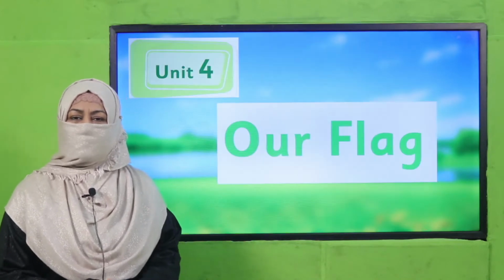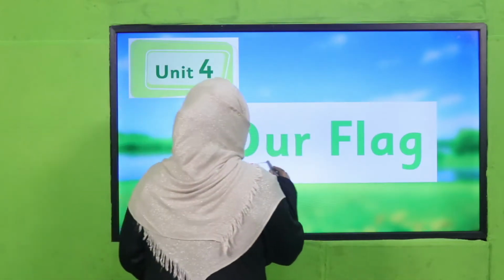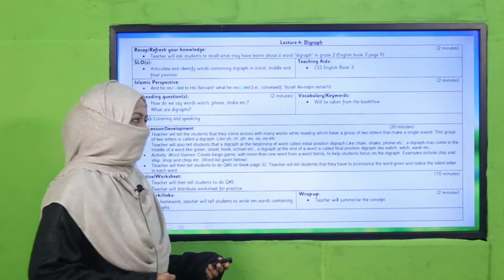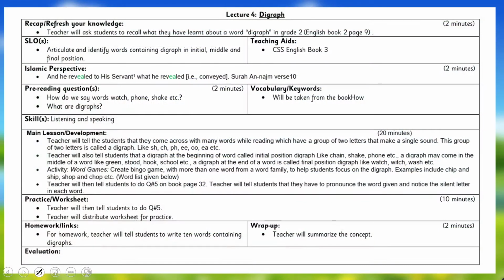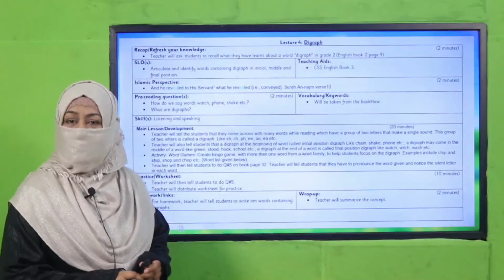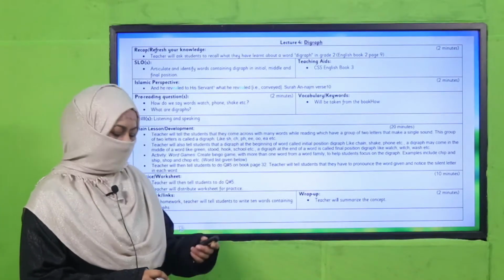We are learning Unit 4. Its title is Our Flag. My dear fellow teachers, this lesson plan, PowerPoint presentation, and worksheet links are given. You may click it, download it, follow it as it is, or modify it for your convenience. I'm going to deliver my lecture according to this lesson plan.